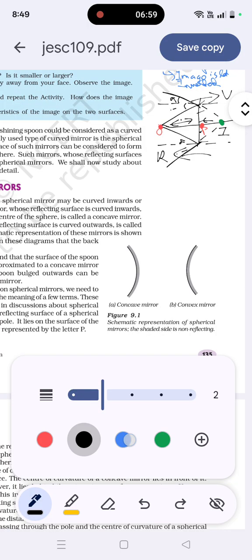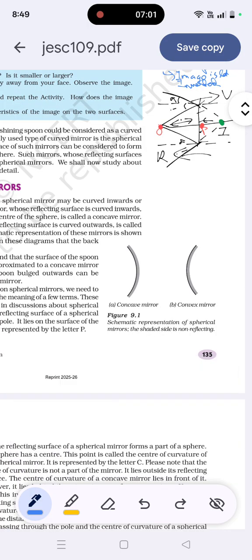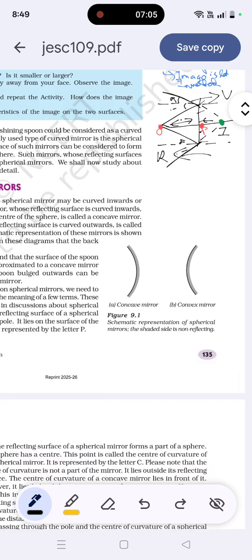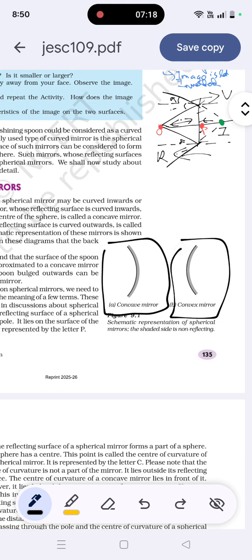Spherical mirrors have two subdivisions. First is the concave mirror, second is the convex mirror. Okay, the concave mirror is this, and the convex mirror is this.